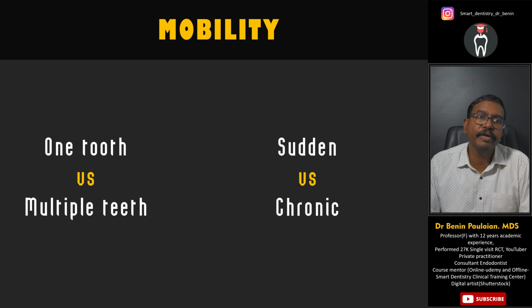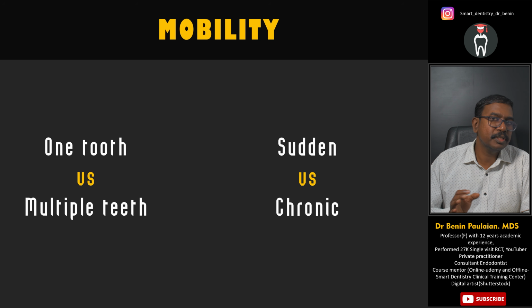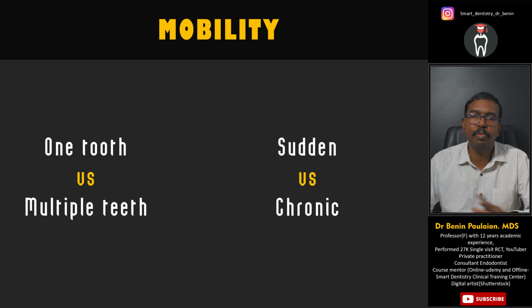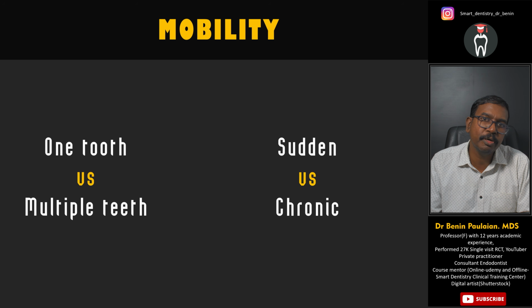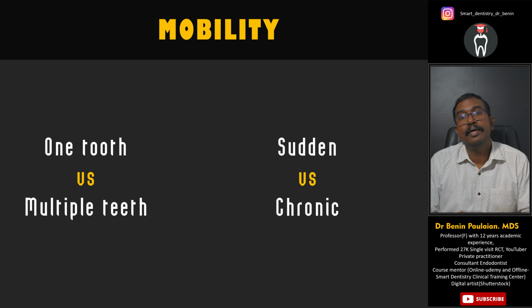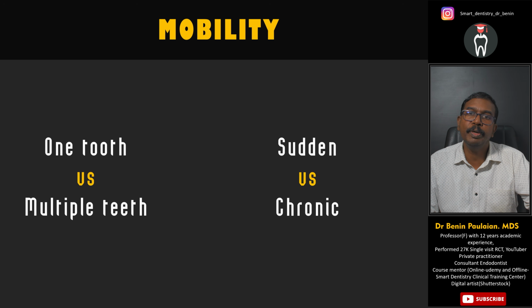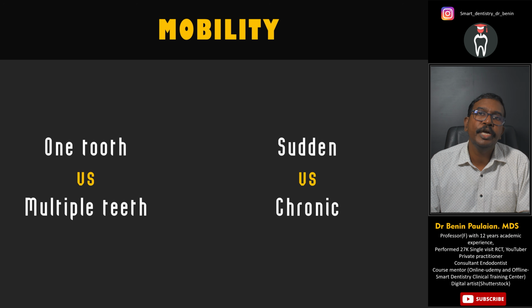Whenever we are examining for mobility, we are supposed to check whether the tooth is mobile, whether it is grade 1 or grade 2, whatever it is. But what is more important is whether a single tooth is mobile or multiple teeth are mobile. Whenever multiple teeth are mobile, it could be periodontal. Whenever there is a single tooth, and the mobility started maybe 1 week back or 2 days back, then 99% it is of endodontic origin, and the tooth is non-vital and has an abscess.